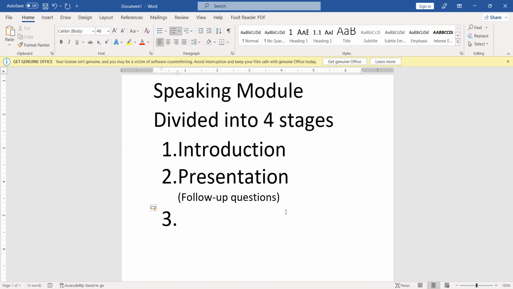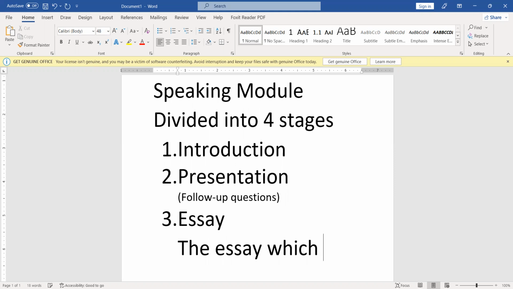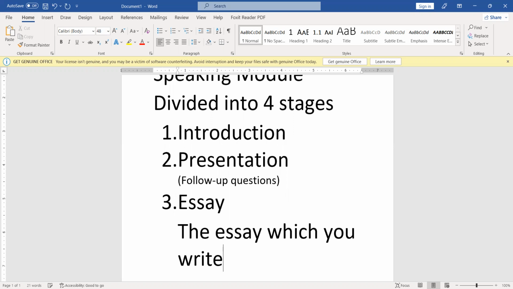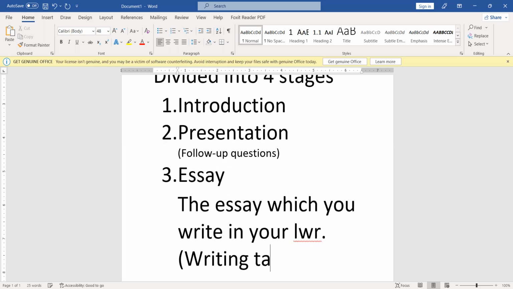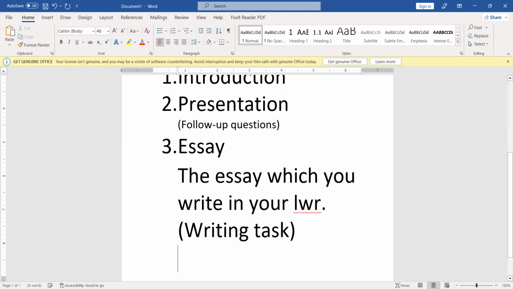The third one would be essay. The essay which you write in your LWR. Clear? Like in your writing tasks. Okay. Now, what kind of questions will be there?